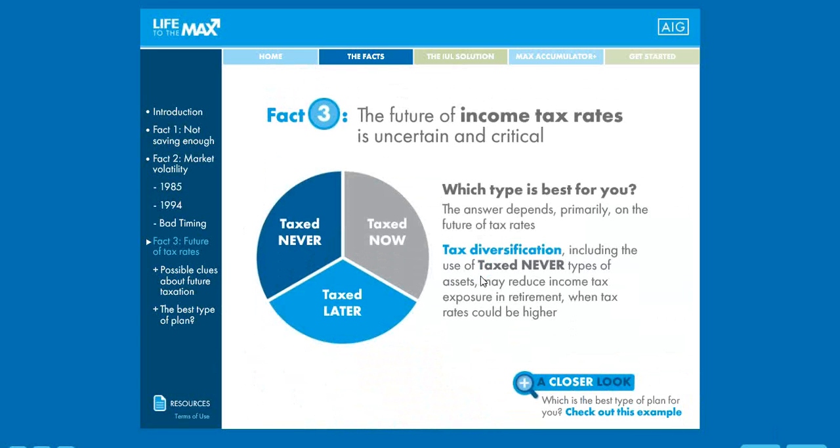And so this is referred to as tax diversification. And the product solution that you're going to see next can produce a taxed never income option. Let's take a look here next.